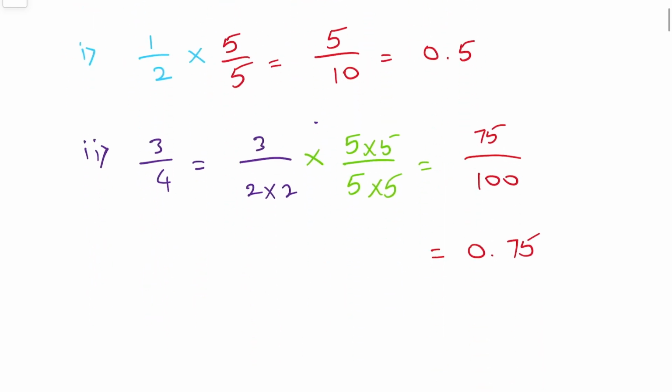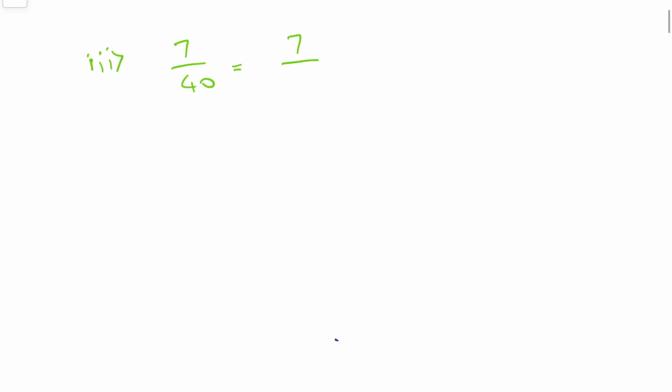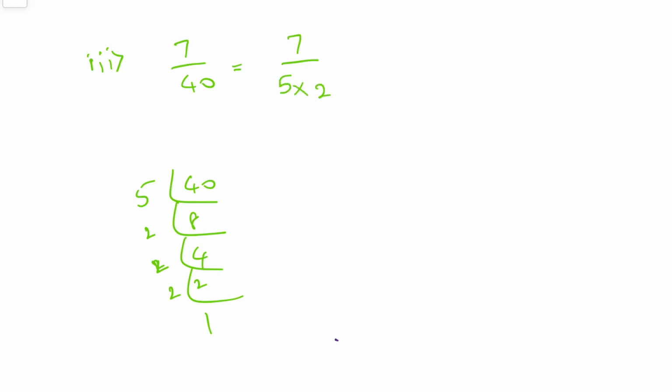Coming to question number 3, 7 by 40. 7 divided by 40 is equal to 7 by 40. The denominator 40 is not a prime number. So let us do the prime factorization of 40. 5 eights are 40, 2 fours are 8, 2 twos are 4, 2 ones are 2. So that can be written as 5 into 2 three times, right? I am writing it as 2 power 3, or else you can just keep it as 2 into 2 into 2 also, no worries at all, same thing.